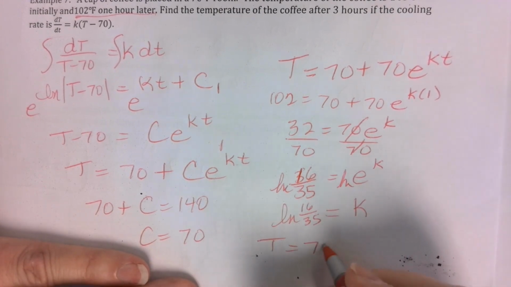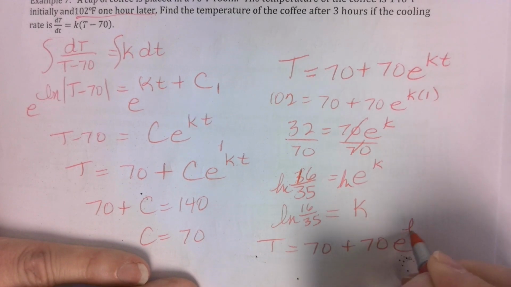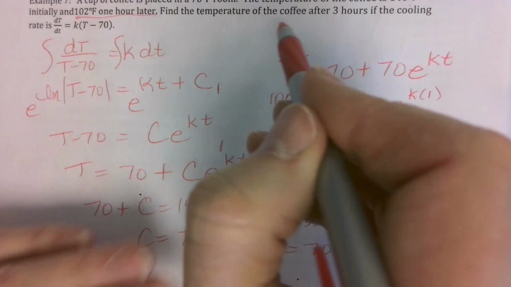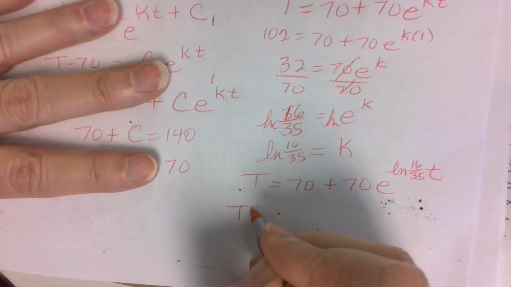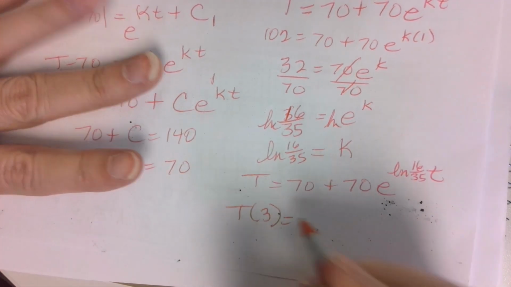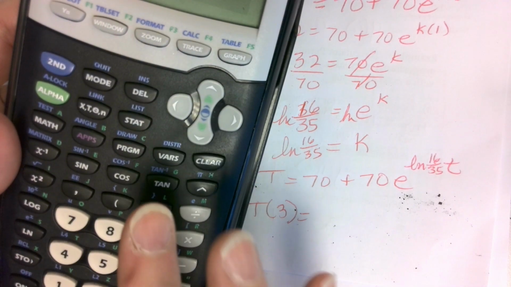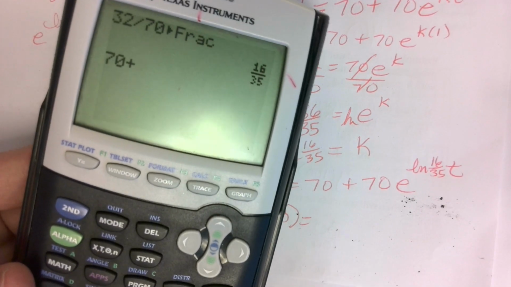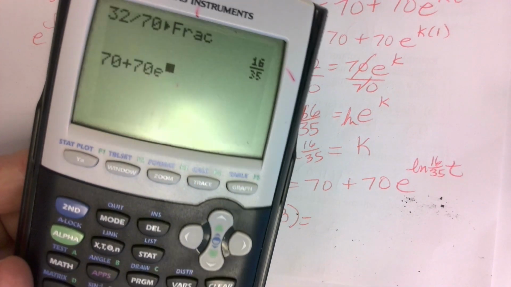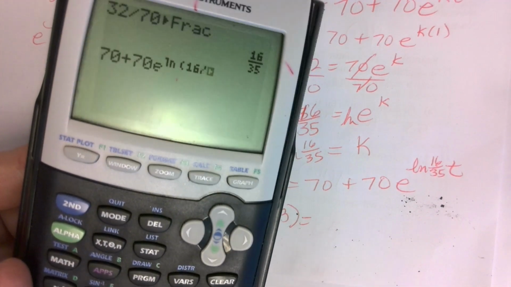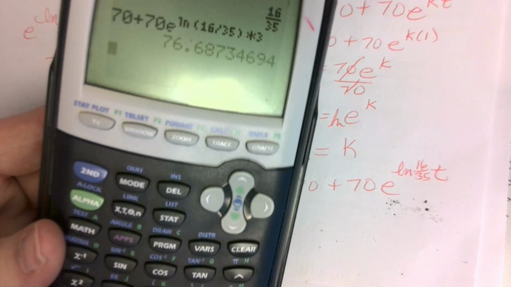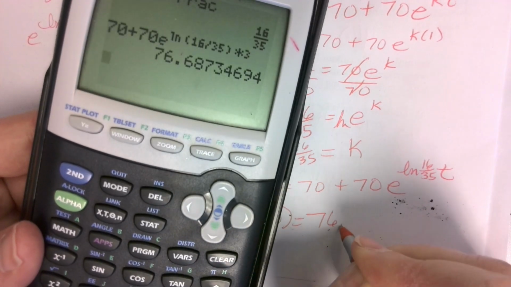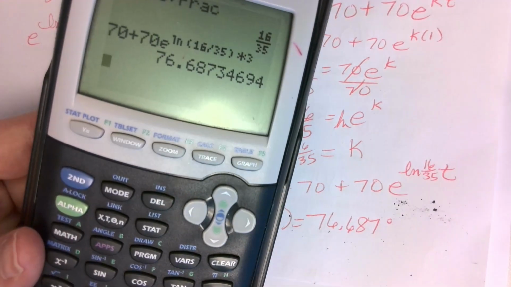So our formula T, and we want to know what is the temperature of the coffee after 3 hours? T of 3. 70 plus 70 e to the ln 16 over 35 times what? 3? It's only 76.687 degrees.